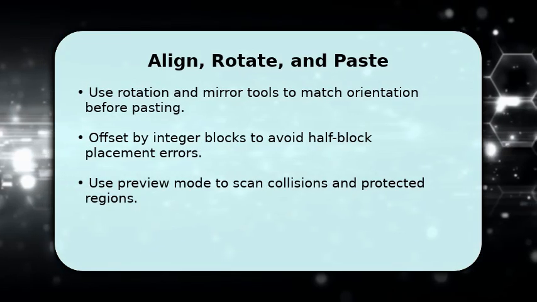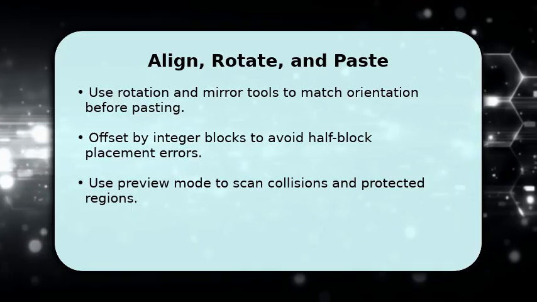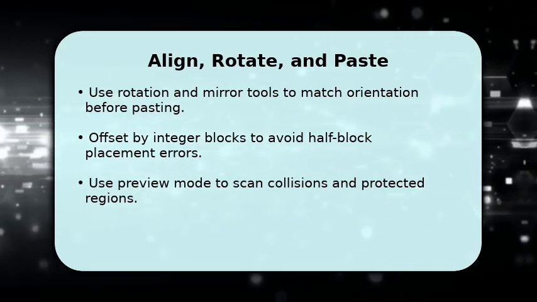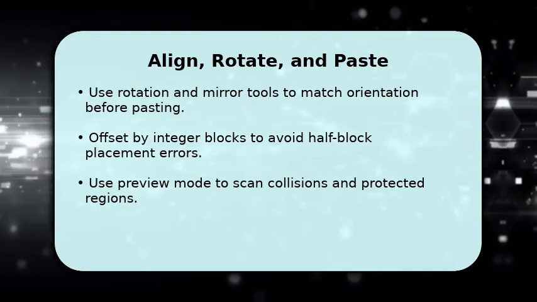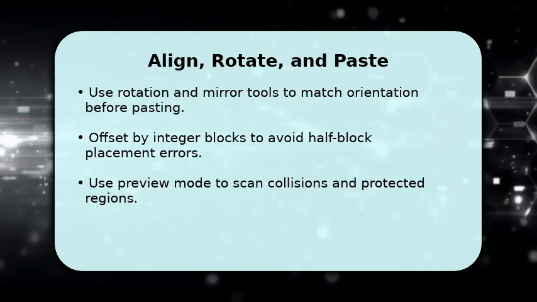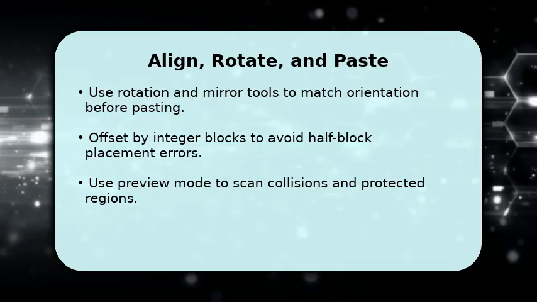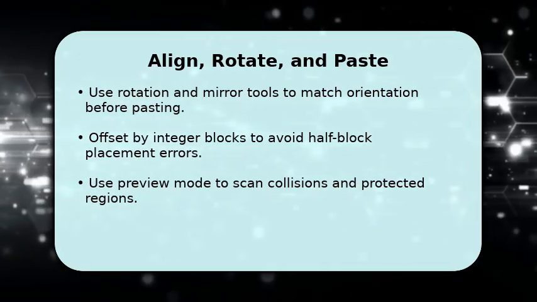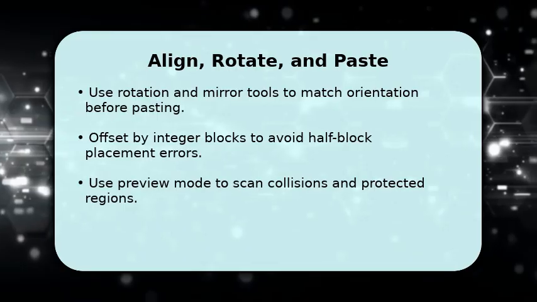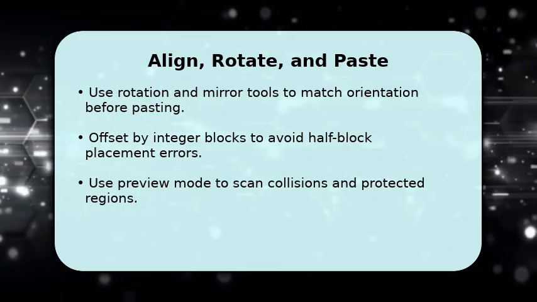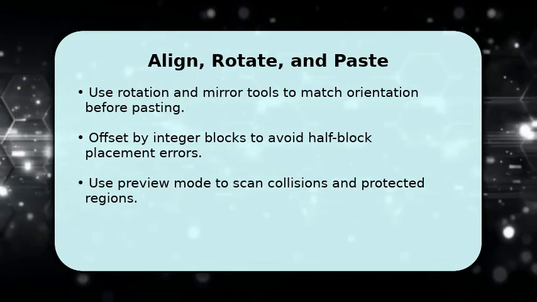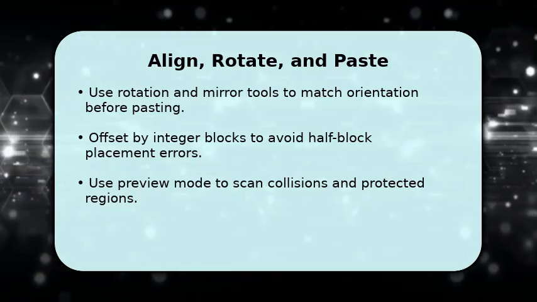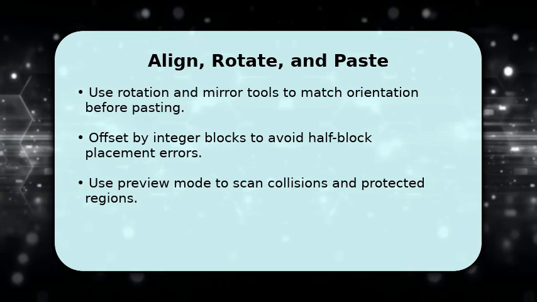Now focus on alignment and avoiding damage. Align the schematic to an integer grid and rotate as needed so doors and redstone face the correct direction. You should preview the paste to detect collisions with existing builds or spawn-protected zones. If anything conflicts, use offsets or move the anchor. Once satisfied, choose a safe paste mode: replace, masked, or move, and paste. You want a clean placement. Slow and deliberate adjustments here prevent big fixes later.